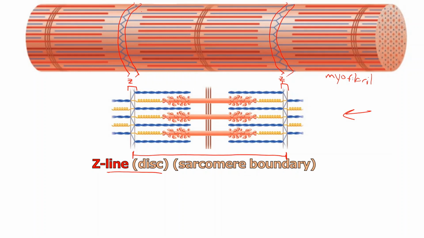Okay, that's easy enough to spot. That's the boundary of the sarcomere. Those are the parts that when we do contract this muscle, one Z-line will be pulled toward the other Z-line, and we will shorten the length of the sarcomere.